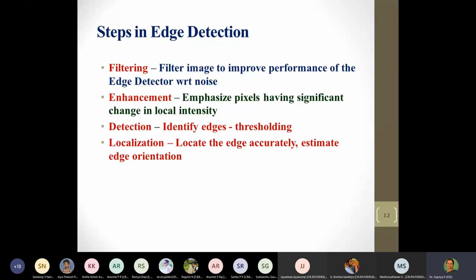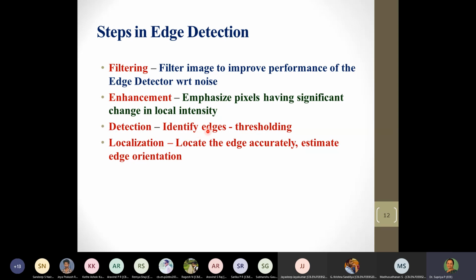The major steps I wanted to mention are the various steps that we are going to consider in edge detection. The first step is filtering. Generally, we would like to filter the image before finding the edge, to smoothen the edge detection. After finding the edge, we would like to enhance the pixels by using an enhancement filter or some enhancement technique. These two processes we are not going to discuss at present. We will discuss them after the discussion on the sharpening filters.